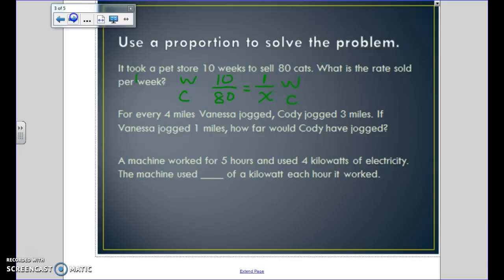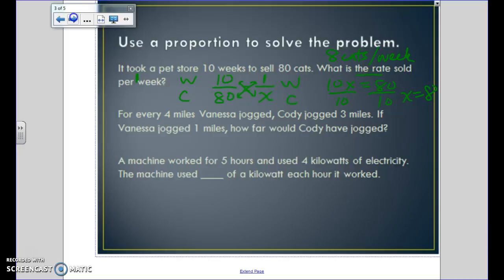I just chose the first two numbers I saw and made a ratio, and then I determined what I do know in 1 week, and what I don't know is the rate of cats. So I'm going to go ahead and cross multiply. 10x must equal 80, and I can solve it. x must equal 8. So in this case, 8 cats per week. It's kind of an odd problem.